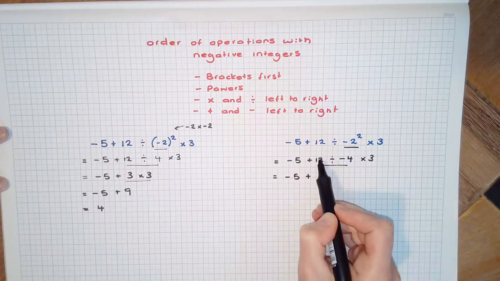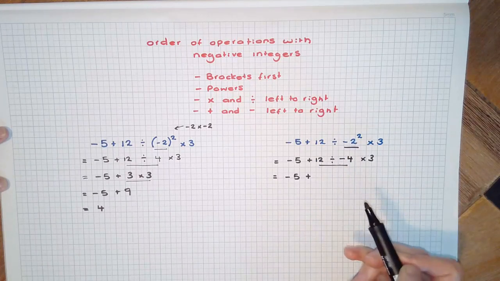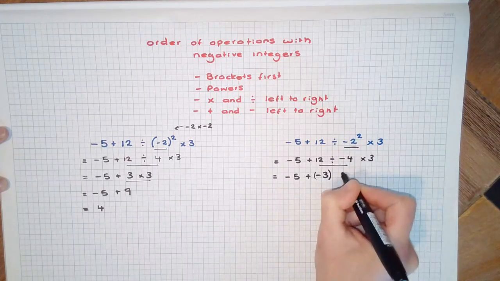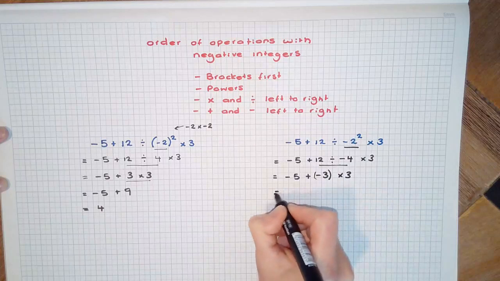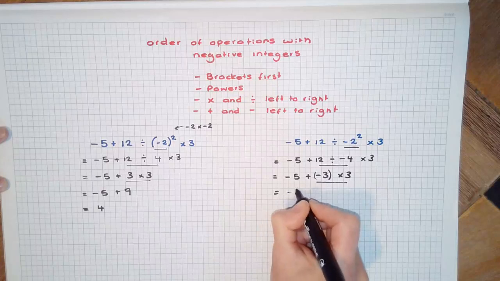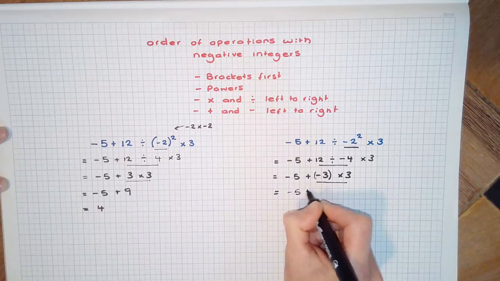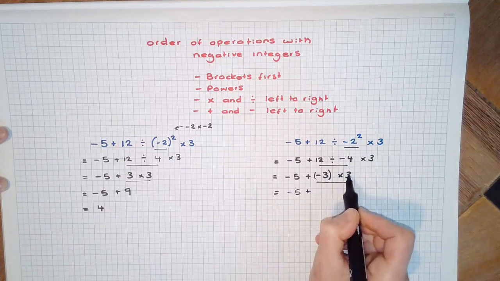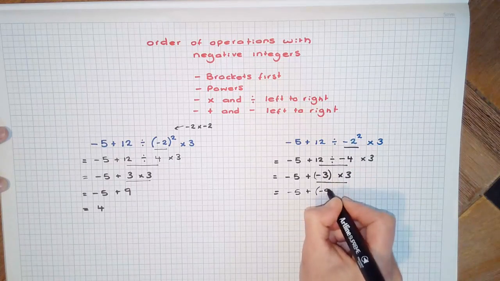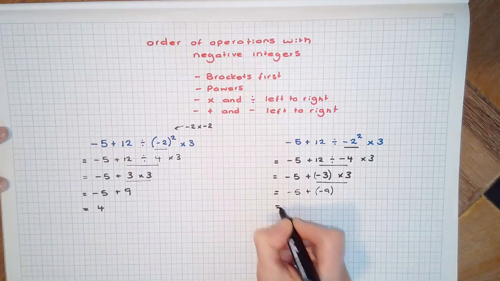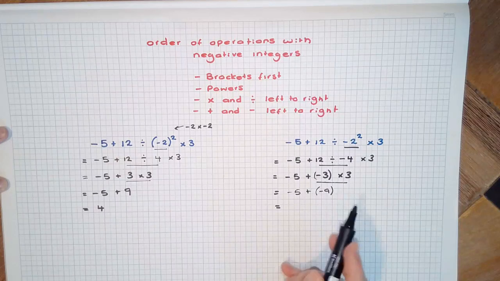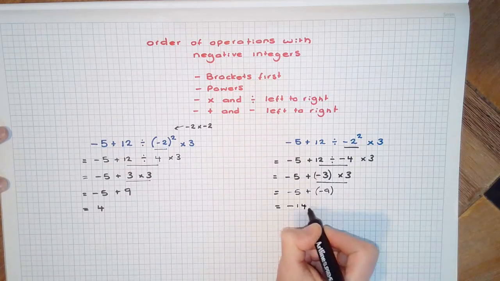Again, following our normal rules of order of operations, division first, negative 5 plus 12 divided by negative 4. A quotient of a positive and a negative results in a negative, so we have negative 3 times 3. Doing multiplication before our addition, negative 5 plus negative 3 times 3. The product of a negative and a positive is a negative, leaving us with negative 5 plus negative 9, resulting in negative 14.